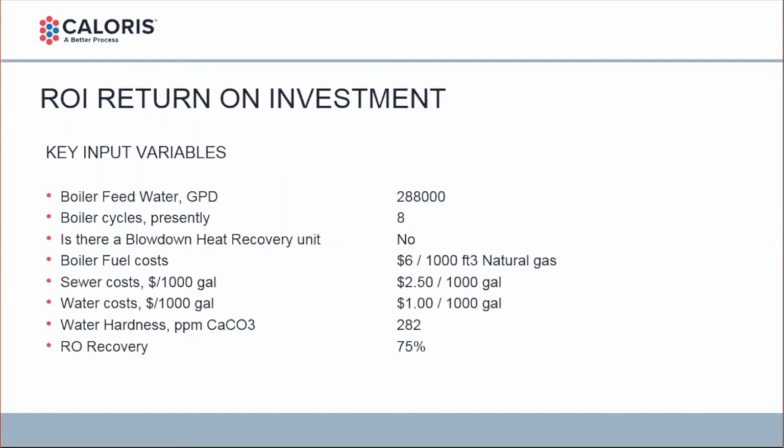Boiler fuel cost, $6 per 1,000 cubic feet of natural gas. Sewer costs of $2.50 per 1,000 gallons. Water costs, $1 per 1,000 gallons. We have a water hardness of 282, and for RO recovery we're going to use 75%. I should say this RO recovery makes a huge difference. For this particular example, if I went to an 80% recovery, that corresponds to about $20,000 per year savings.